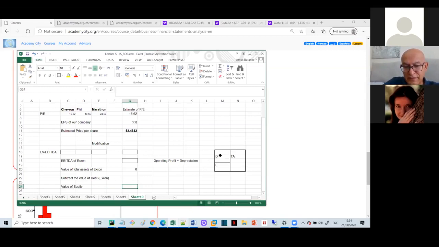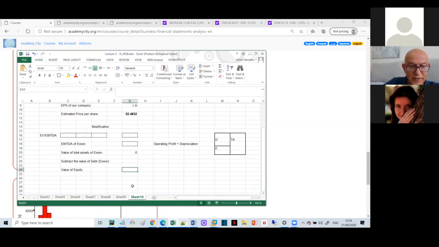Now I'm putting here the amount. So this is the value of the debt. This one minus this one gives me the value of the equity. So if I take this one minus this one, I will get the value of equity. And that's really what I need. But one more stage I have to do.